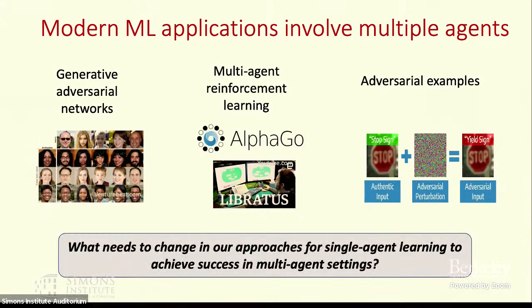Now, we have a lot of successful approaches, both in theory and in practice, for single agent machine learning. But when we try to extend these to the multi-agent setting, often they break completely, or they become at least more unstable or brittle. And so an important question is, what needs to change in our approaches for single agent learning to achieve comparable success in the multi-agent setting?